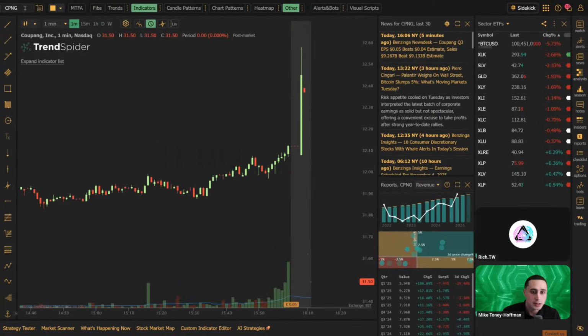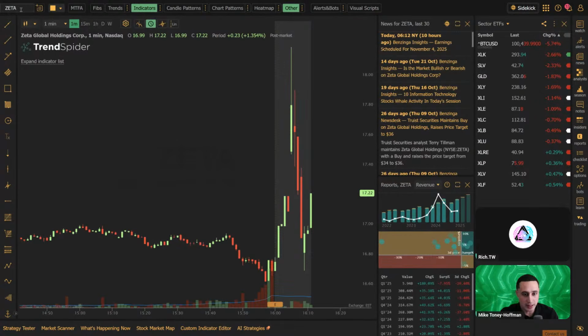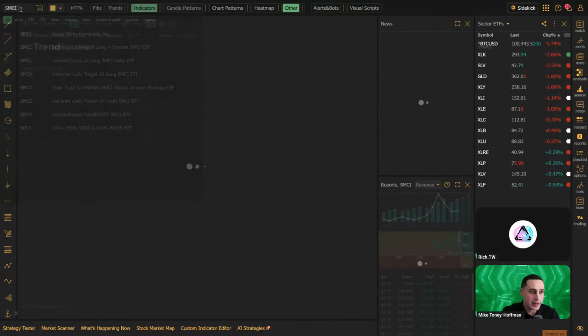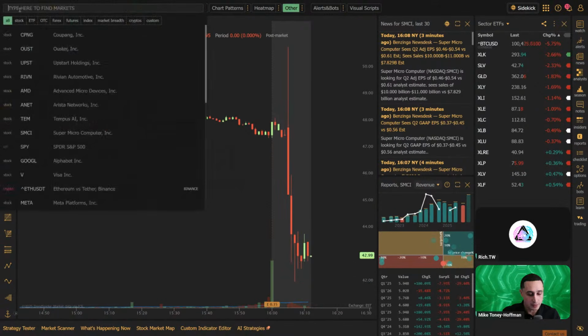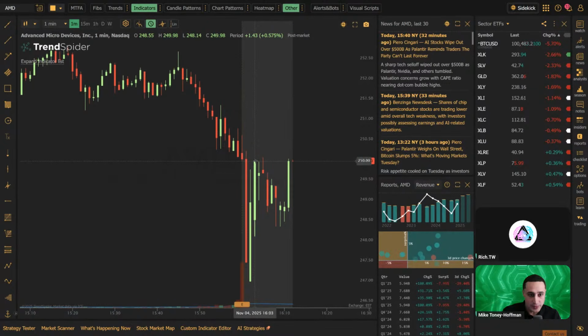Coupang, not a lot of liquidity on this one, especially in after hours, but it looks like it's still pretty flat. Zeta, relatively flat, had a nice little up move though. But AMD and SMCI are definitely the top dogs for this earnings release. AMD is actually coming back up to where it closed.